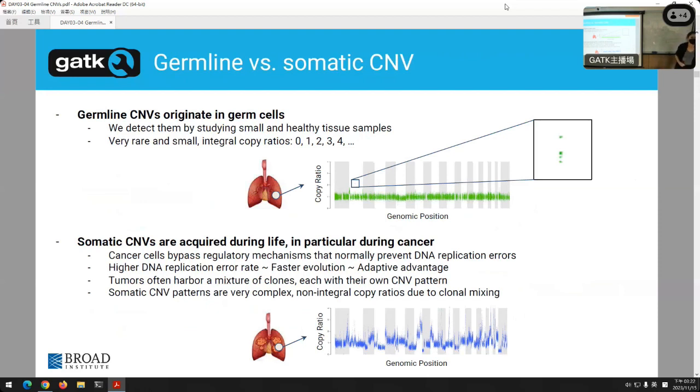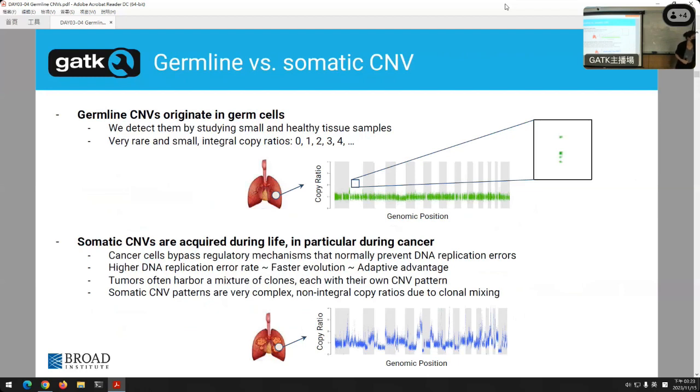And that means that instead of just being localized to a tumor or a single tissue, those copy number changes are present in all of your cells in your body. So we typically expect that that means that we'll actually see an integer copy ratio, because you have an integer copy number in all of your cells. So your overall copy ratio is reflective of that.